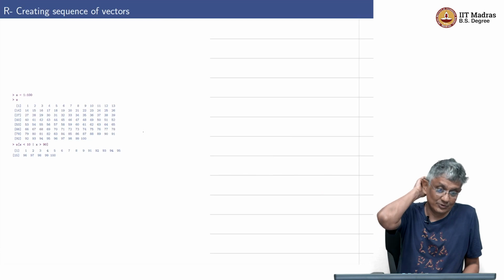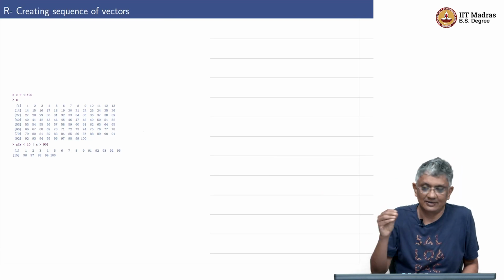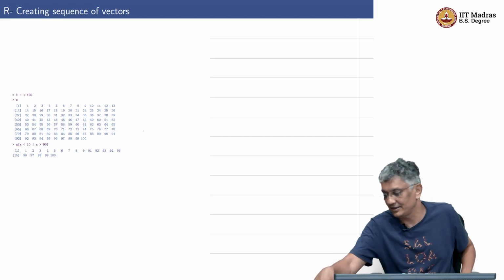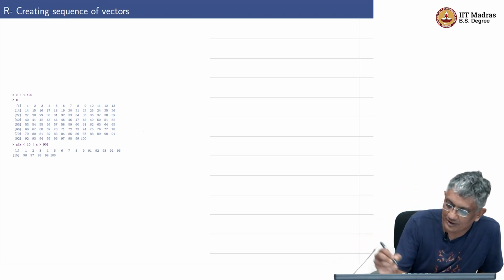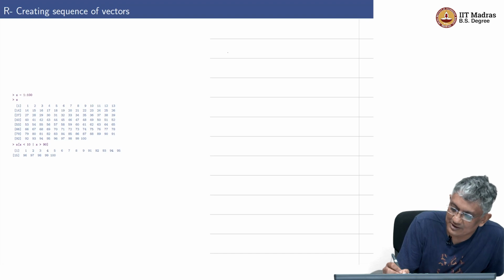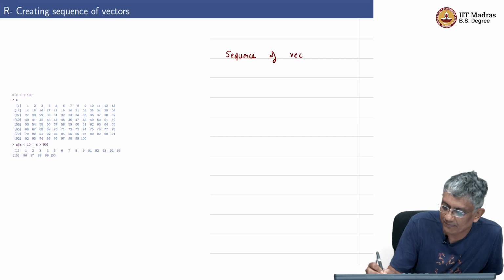Now let's try to do a thing in which we want to create a sequence of vectors equally spaced. So here, let me write this down. You want to create a sequence of vectors which are equally spaced.